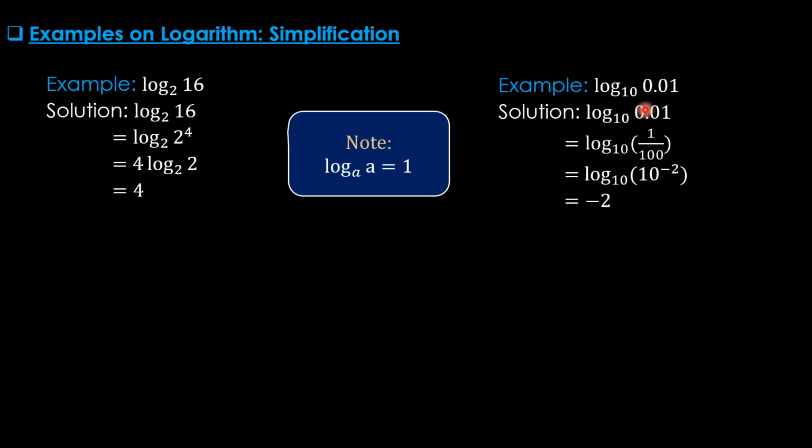Another example, log 0.01 to the base 10. 0.01 means 1 over 100, which means 10 to the power minus 2. This exponent minus 2 comes to the left side like a coefficient, which leaves minus 2 log 10 to the base 10. Log 10 to the base 10 means 1. So that's how we are getting minus 2.